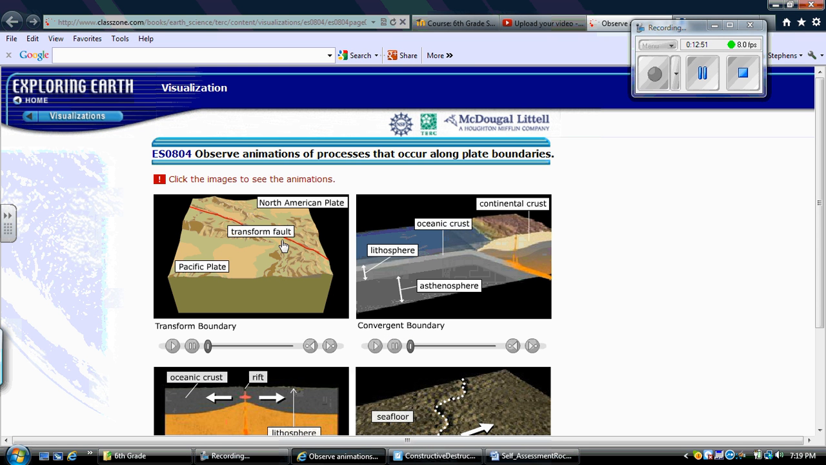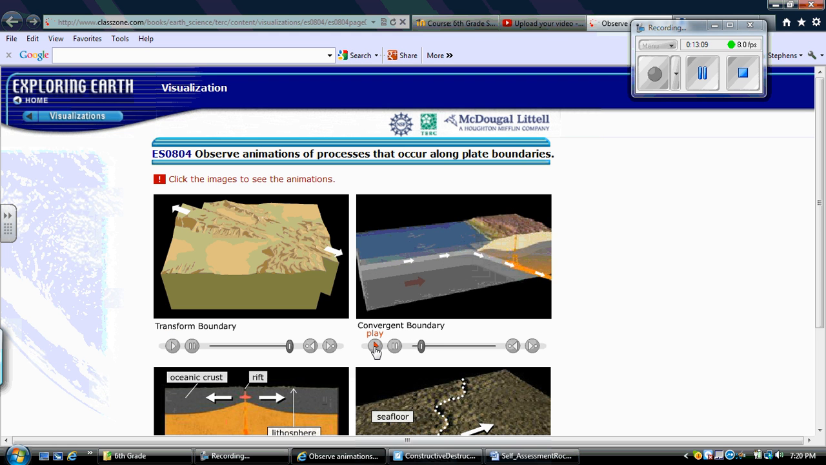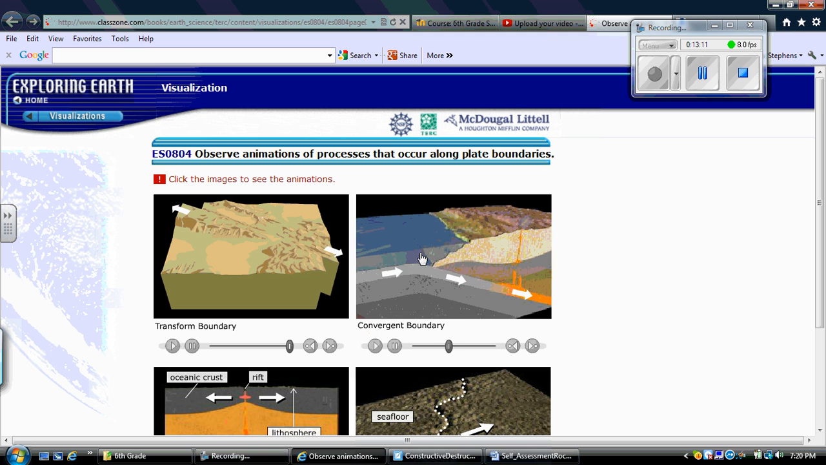So let's look at an animation. So this is a transform fault where plates are sliding past. And that's how earthquakes are created. Now I'm going to go ahead and show you these other ones. This is our convergent boundary between an oceanic and continental plate. You're going to have a trench form right there, and then you're going to have that oceanic crust melt and turn into magma and go through cracks in the crust and create volcano mountains.